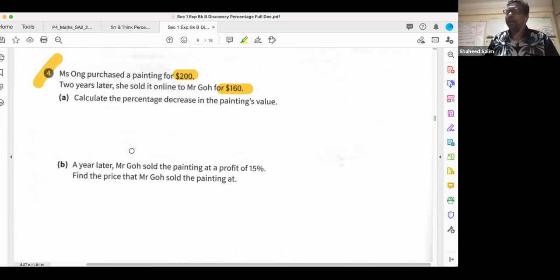Example, 2% for your HDB flat you want to buy. 2% might be the loan amount. So you must know all this. You must know how to calculate.